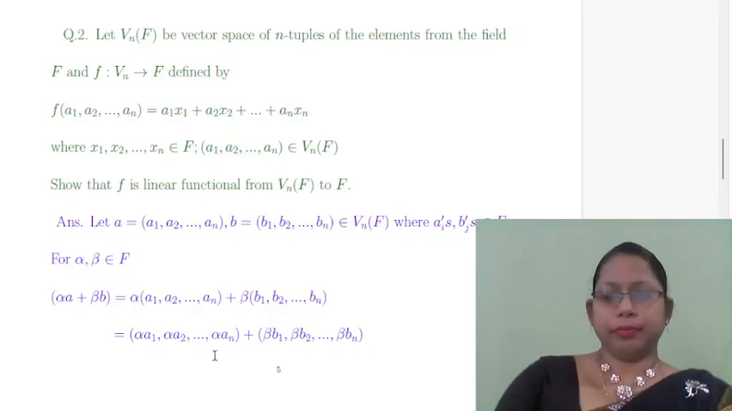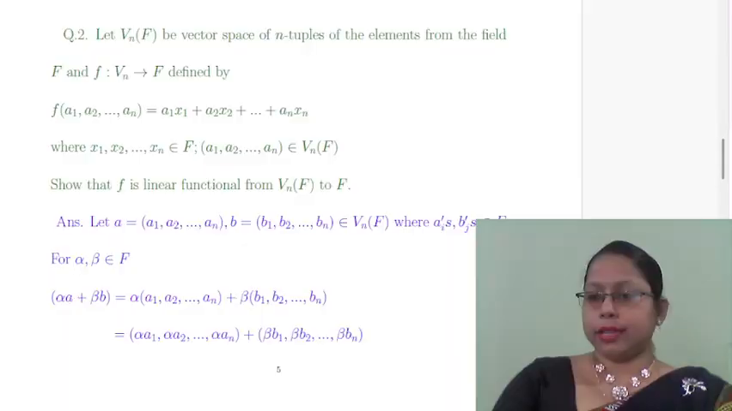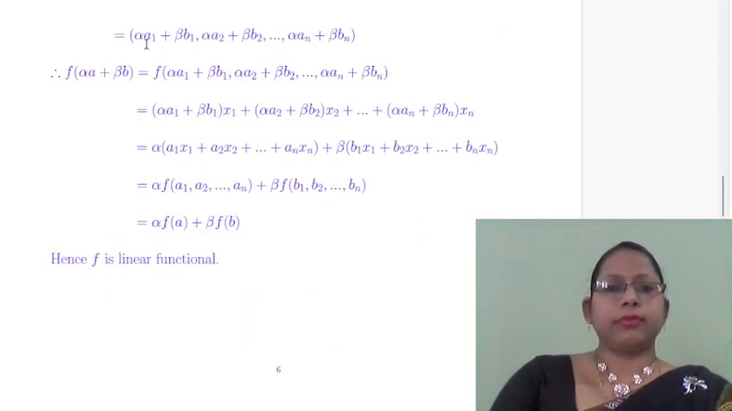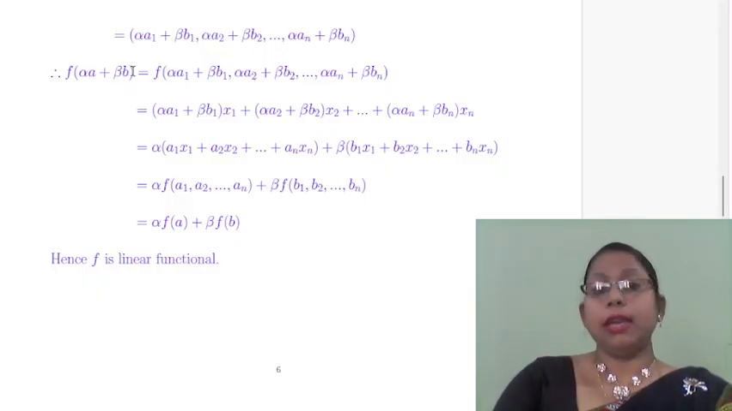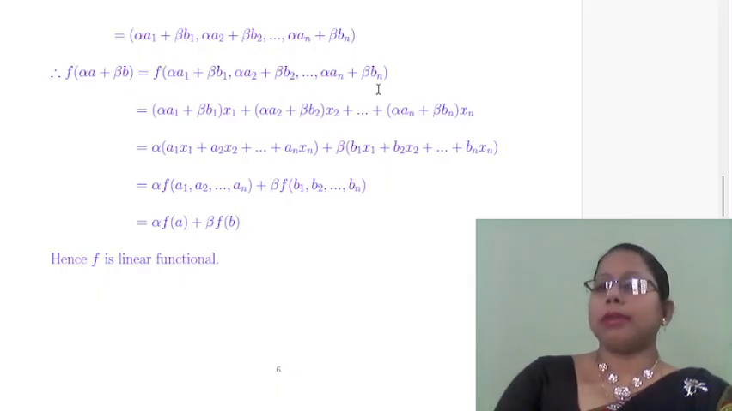In the next step, add them pairwise, we will get (alpha a1 plus beta b1, alpha a2 plus beta b2, dot dot dot alpha an plus beta bn). Then take the f image in left hand side and right hand side. We will get this step, that is f of alpha a plus beta b is equal to f of (alpha a1 plus beta b1, alpha a2 plus beta b2, dot dot dot alpha an plus beta bn).